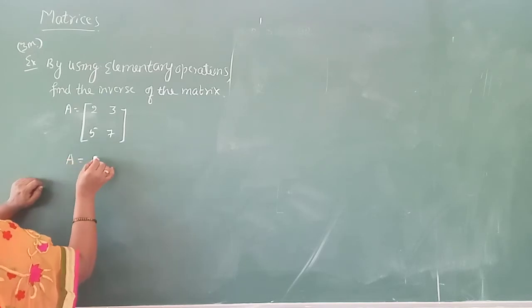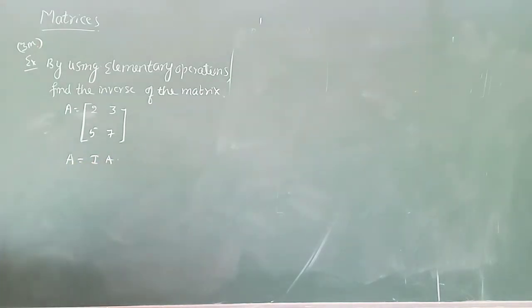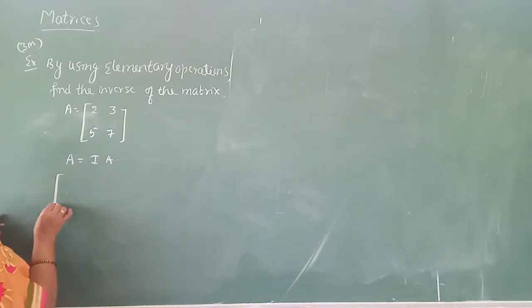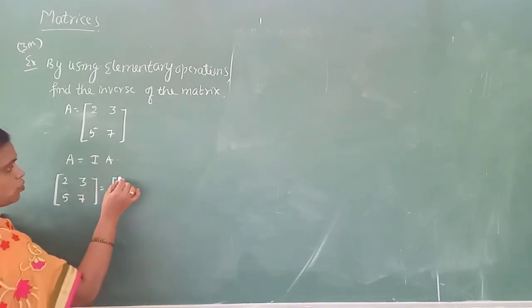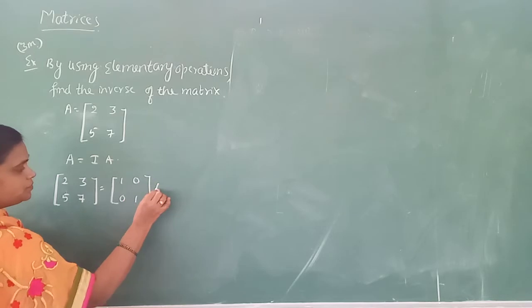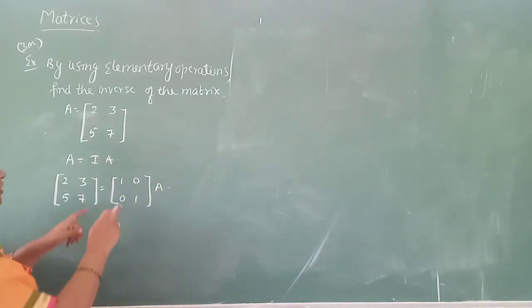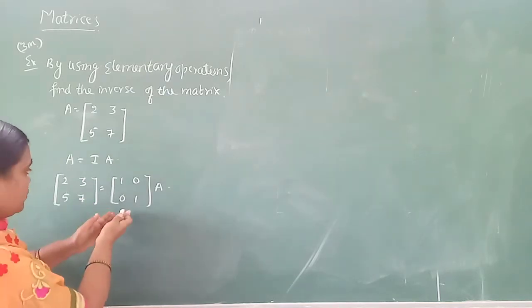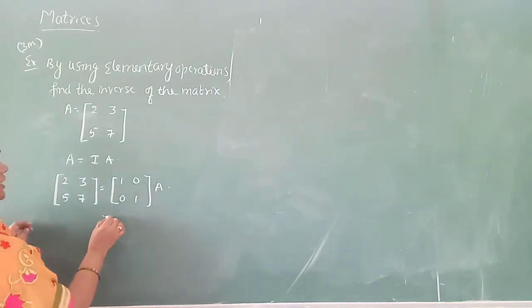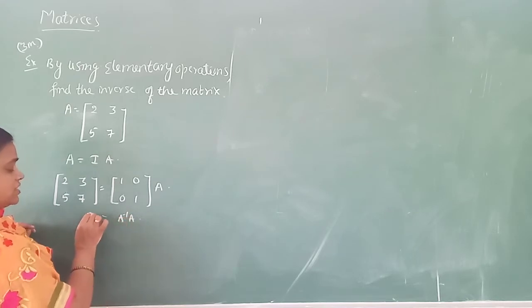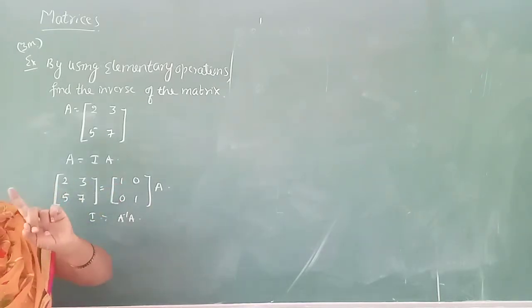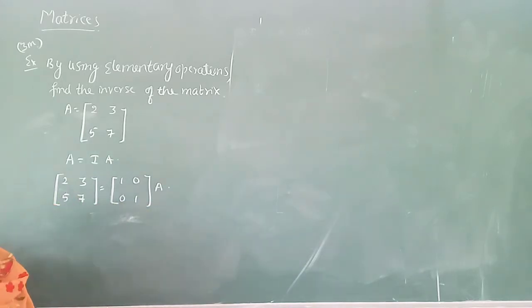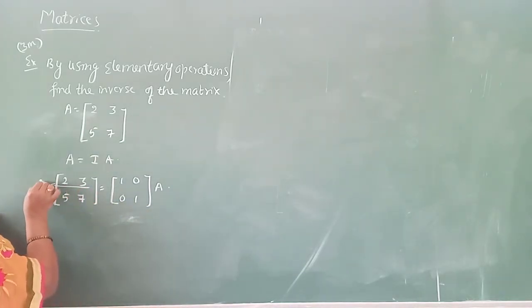We write A = IA, as we did earlier. The matrix A is [2 3; 5 7], and I is [1 0; 0 1]. We want to convert the left-hand side into the identity matrix, so that the right-hand side gives us A inverse. The very first step is to convert the first element into 1. This is the first row, which we call R1.